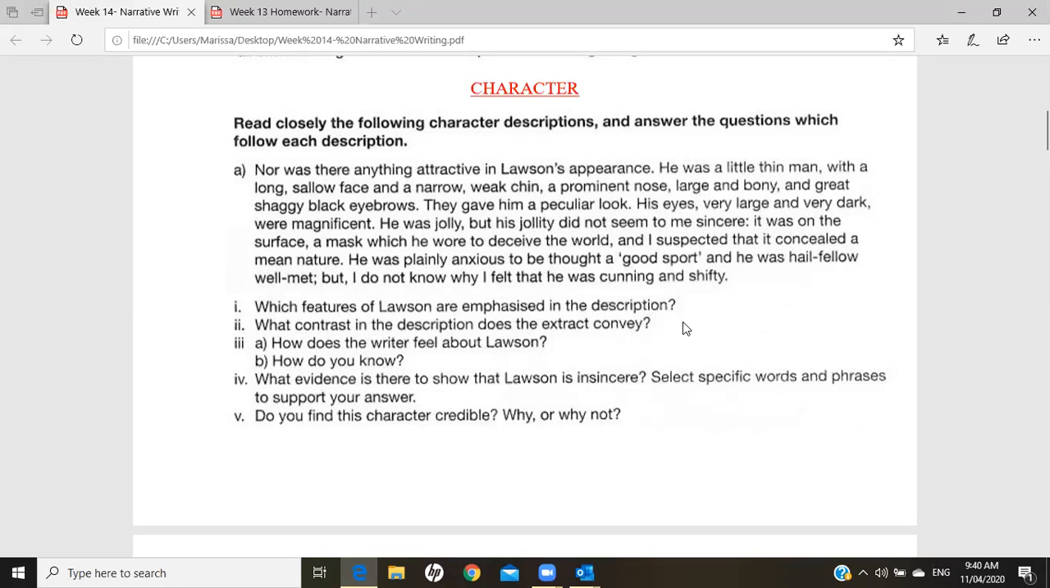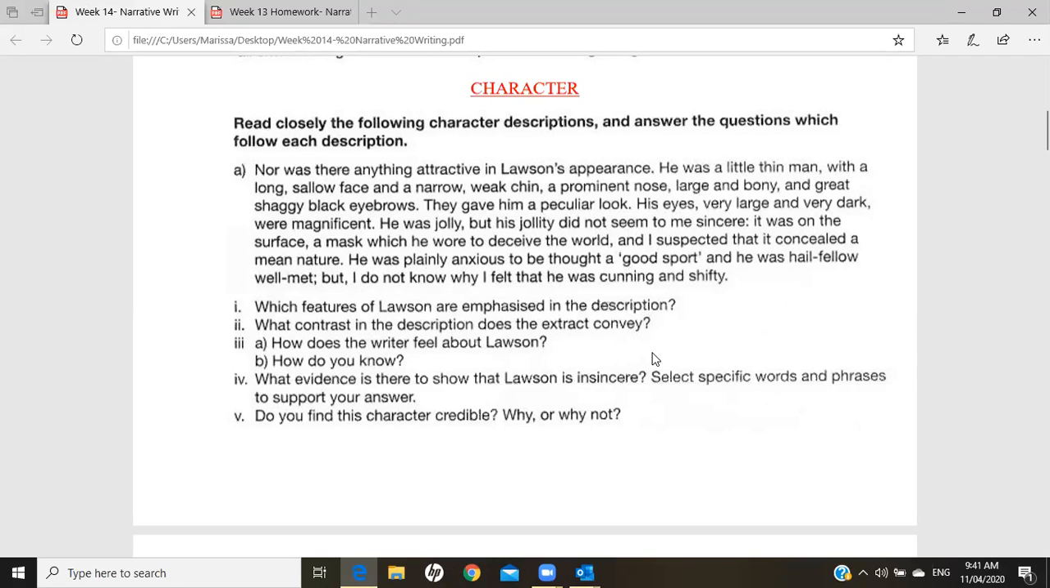How do you know that? Because of how he does conceal his nature. It was like two-faced. Okay, so the writer thought he was two-faced. But you mentioned weird. I thought that you were going to point out the fact where he said they gave him a peculiar look, because the word peculiar means weird or strange. So first of all, the writer thought in terms of his outer appearance that Lawson looked a bit weird. And now about him on the inside, the writer thought that he was two-faced.